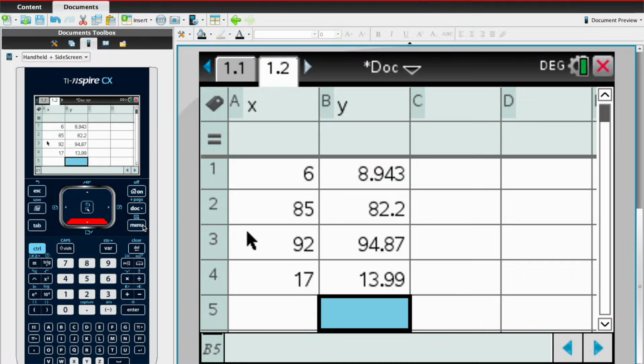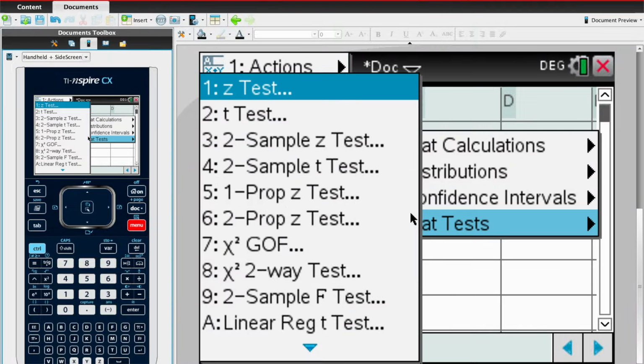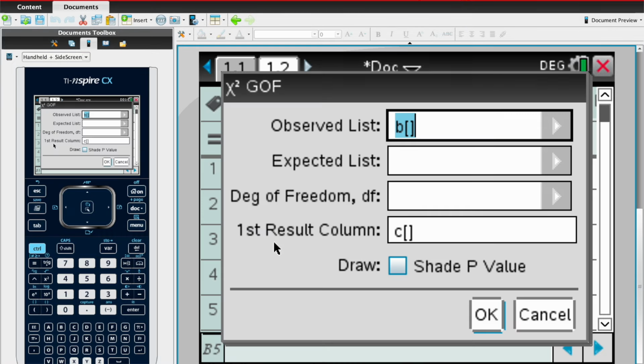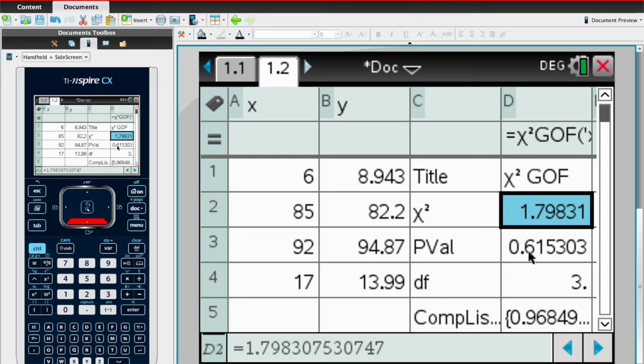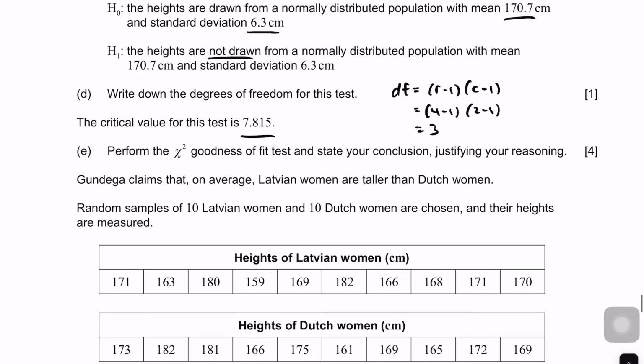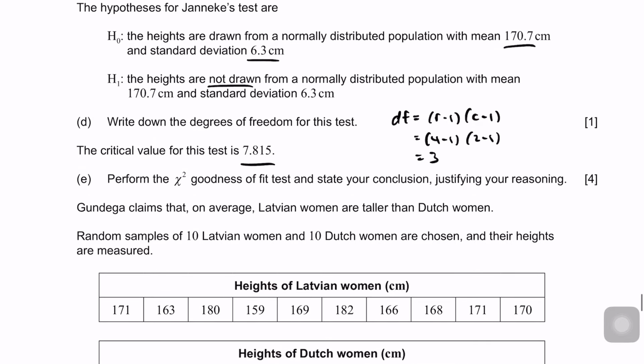Now let's go ahead and run a statistical test. And in this case, we want to run a chi-squared goodness of fit. Our observed were in the x, our expected were in the y, our degrees of freedom are equal to 3. And let's go ahead and run our test. Okay. Chi-squared value, 1.798. P-value, 0.615. Okay. Let's go back to the document. Okay. We've performed this chi-squared goodness of fit test.